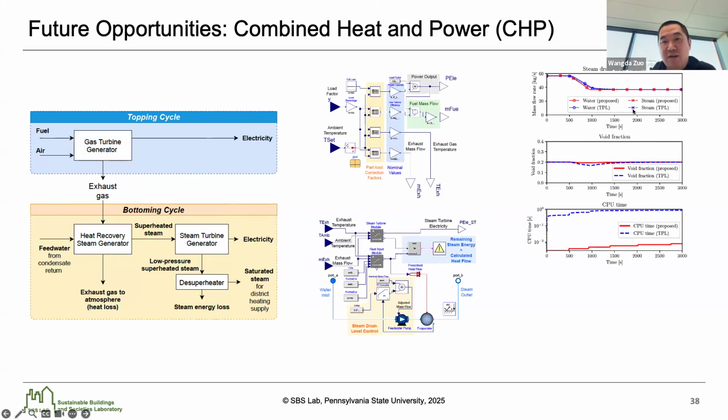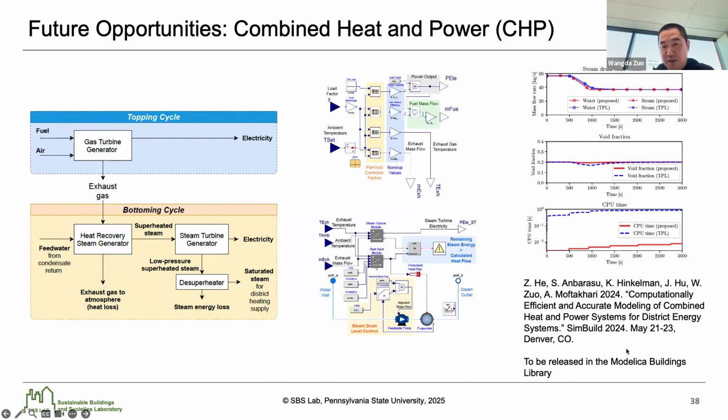And so here are the results. We compared our model with a reference model, and you can see they match very well. But a big advantage here is, again, computing speed. The red line is the speed of our new model, and the dashed line is the existing model in another Modelica library. So we significantly speed up the entire process. This work was published in a conference paper last year, and we are also in the process of releasing the model into the Modelica Buildings Library.